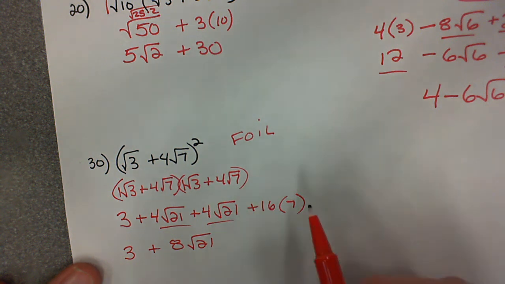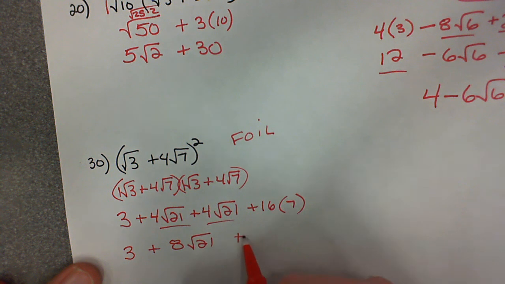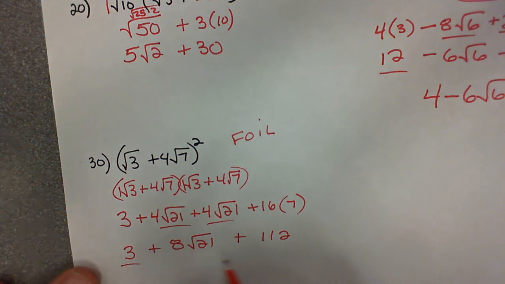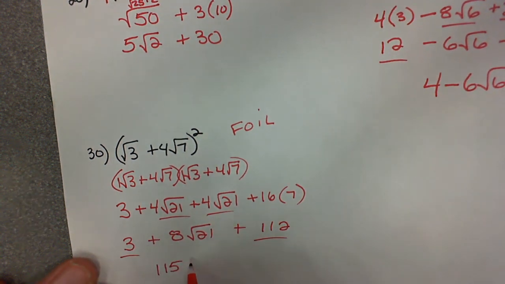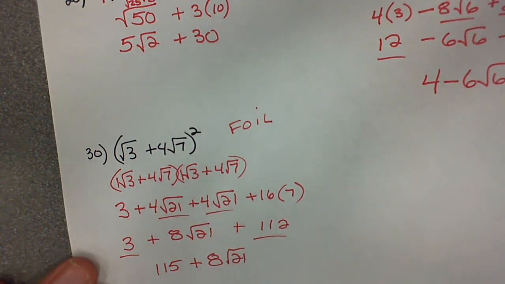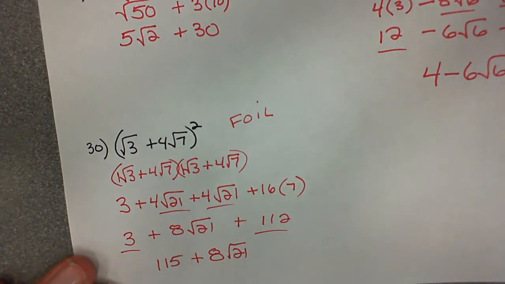16 times 7 is, this is a 2 for 112. Okay, so then 3 and 112 can combine together to get you 115 plus 8 square root of 21. And there's your final answer on number 30.